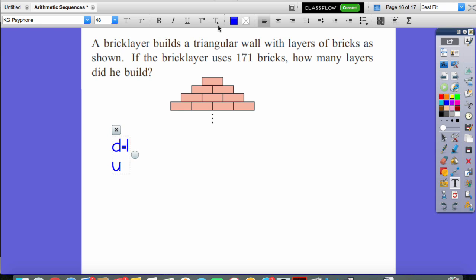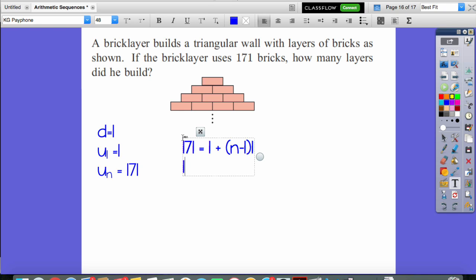Our very first term is 1. And we also know that u sub n is equal to 171. So let's figure out how many layers he built, which is n. n represents the number of layers. So it's going to be 171 equals our first term plus n minus 1 times d. So we're going to have 170 equals n minus 1 times 1.